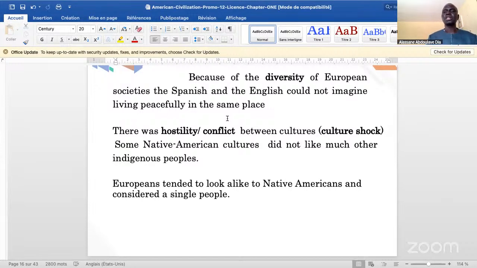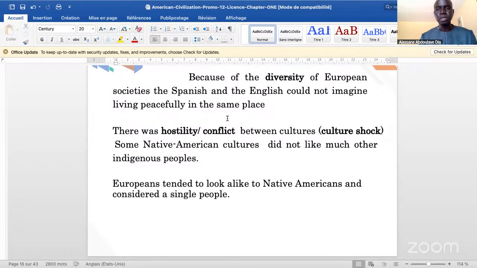And because of the diversity of European societies, the Spanish and the English could not imagine living peacefully in the same place. So you see that now two worlds have come together: the Old World, Europe, which existed before, and the New World, the American continent. It was unknown, now it is known because it is discovered. Now they call it the New World.